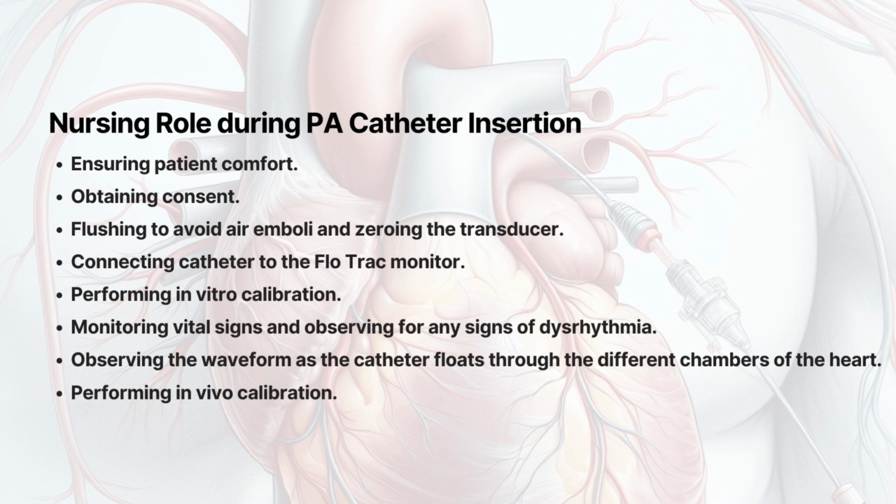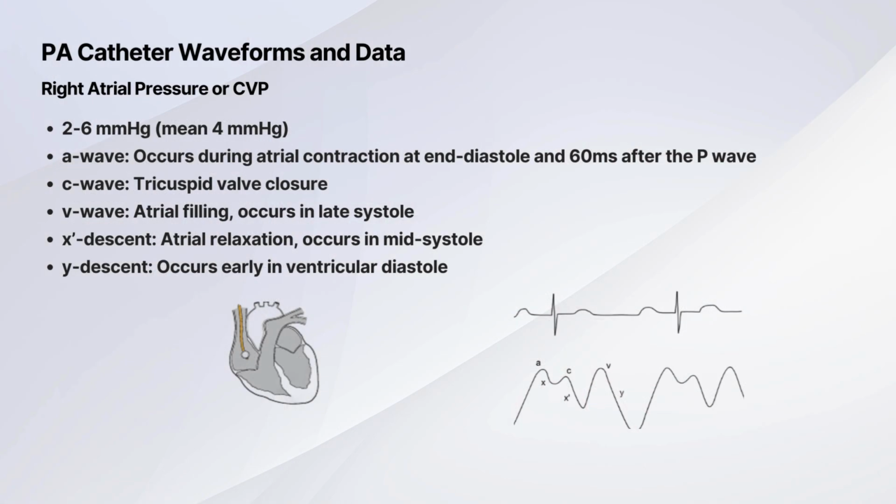Nursing role in PA catheter insertion. Ensuring patient comfort. Obtaining consent. Flushing to avoid air emboli and zeroing the transducer. Connecting catheter to the flow track. Performing in vitro calibration. Monitor vital signs and any signs of dysrhythmia. During insertion, observe the waveforms as the catheter floats through the different chambers of the heart. Performing in vivo calibration.